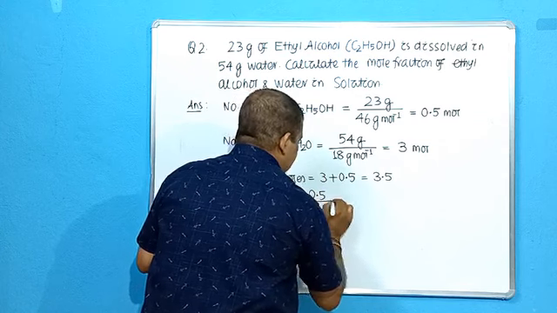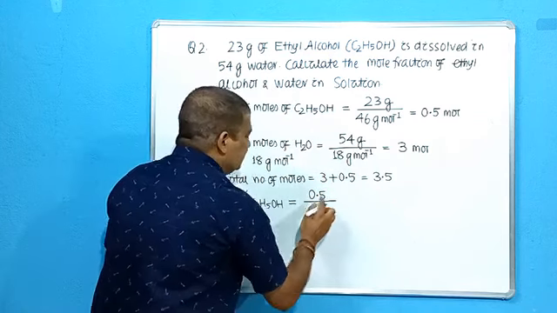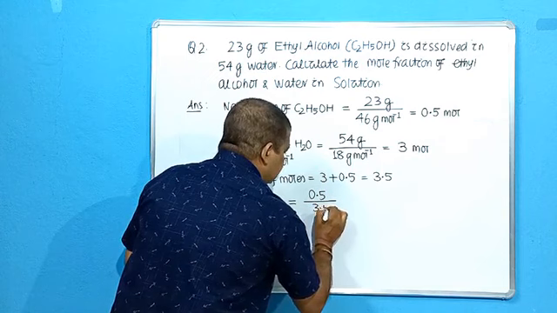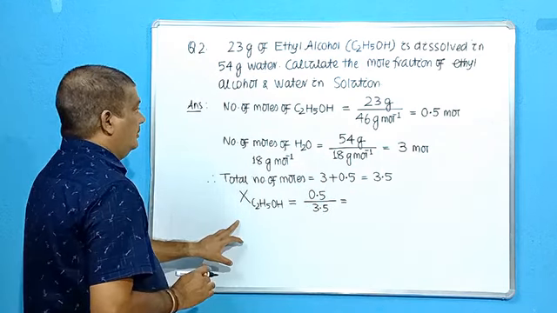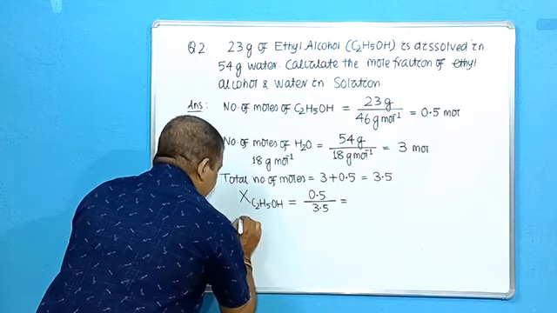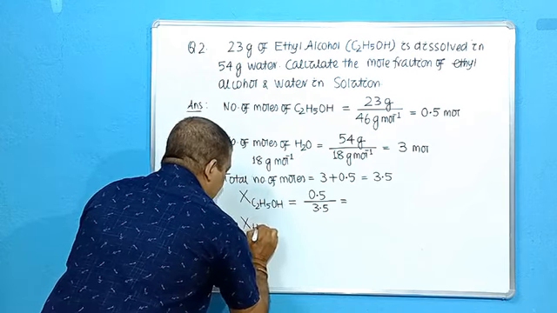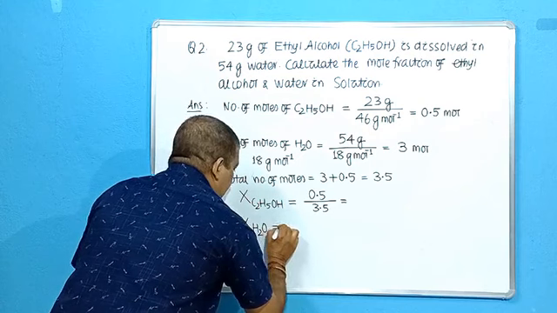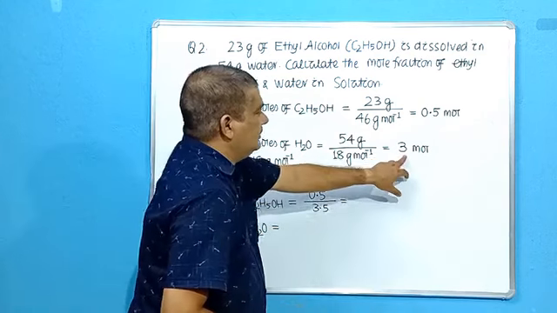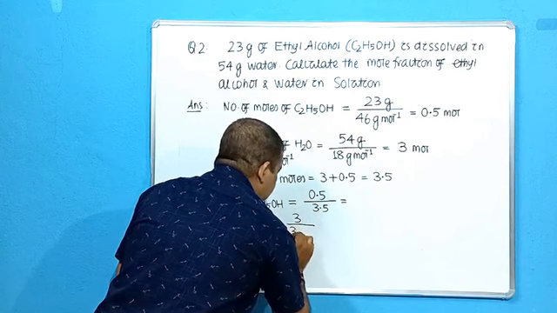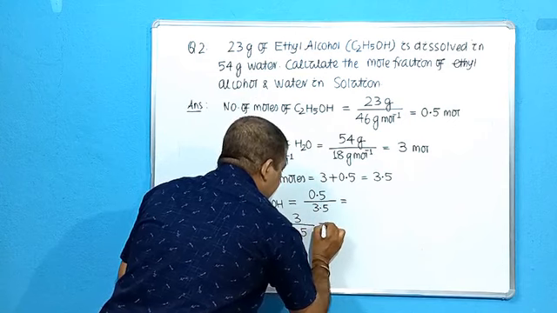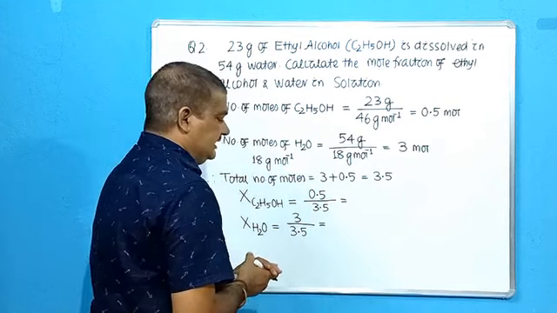0.5 is the number of moles of ethanol divided by total number of moles, that is 3.5. Let us see what is the result. Then next, mole fraction of water, X H2O. How much it will be? The number of moles of water, that is 3 mole, divided by total number of moles, that is 3.5. So let us find out the answers.